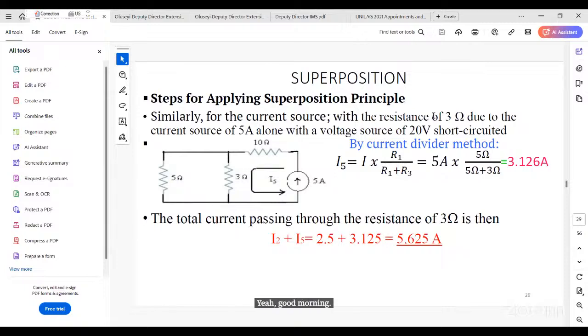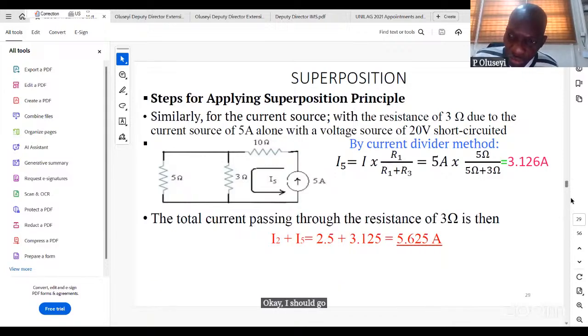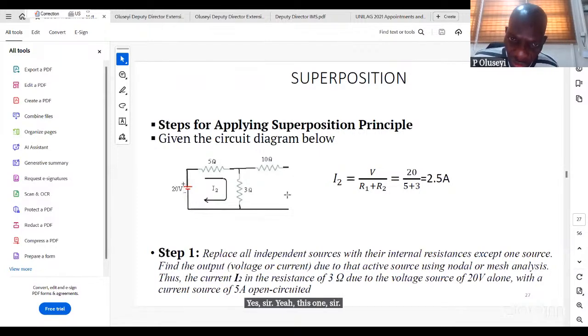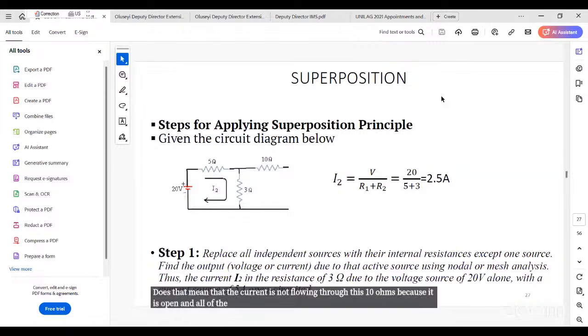My question is about the first step you took when you opened the current source. There's a question I want to ask from that slide, sir. Okay, should I go back to the slide with the current? Yes, sir, the one where you remove this. I just want to get this straight, if what I'm assuming is correct. If the current flows from 20 volts to 5 ohms, does that mean that the current is not flowing through this 10 ohm because it is open, and all of the current flows from 5 ohms to 3 ohms?